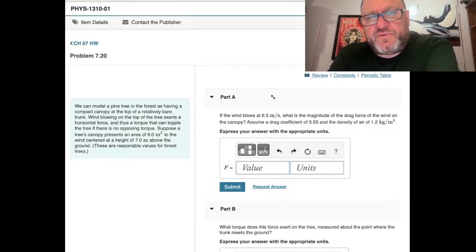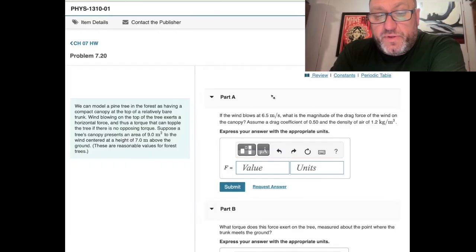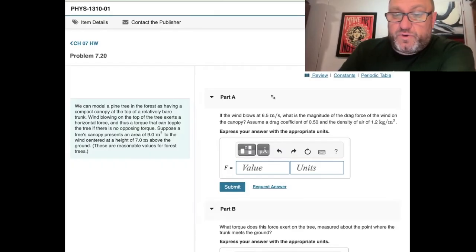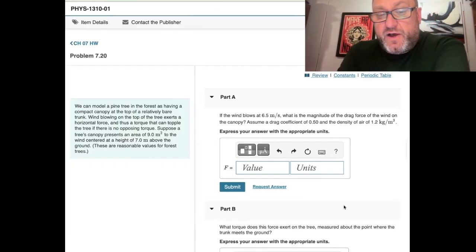Sure, that seems reasonable. Okay, if the wind blows at 6.5 meters per second, what is the magnitude of the drag force of the wind on the canopy? Okay, assume a drag coefficient of 0.5 and a density of air of 1.2 kilograms per meter cubed. Okay, part B, what torque does the force exert on the tree measured about the point where the trunk meets the ground?